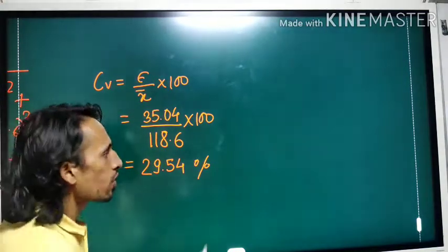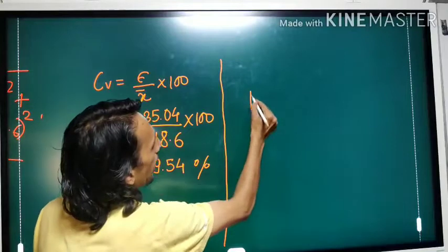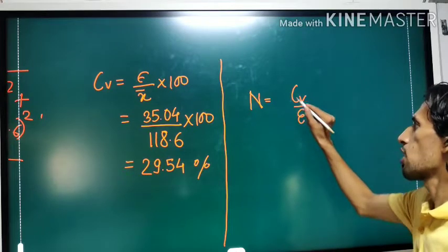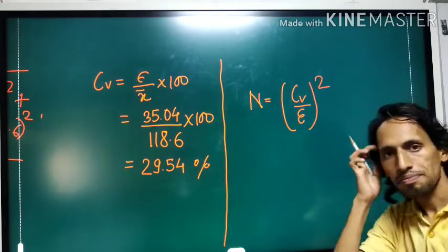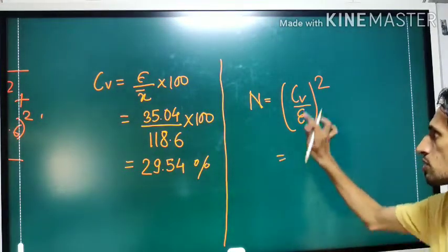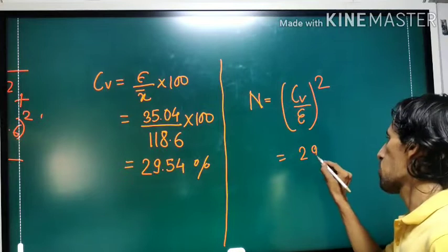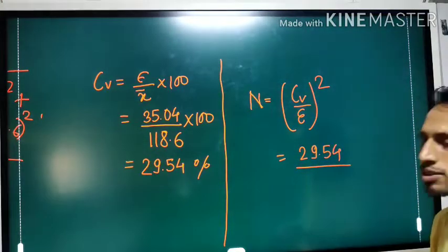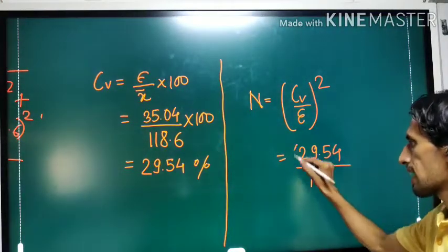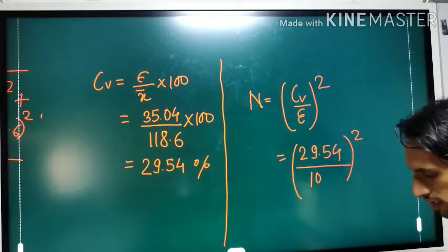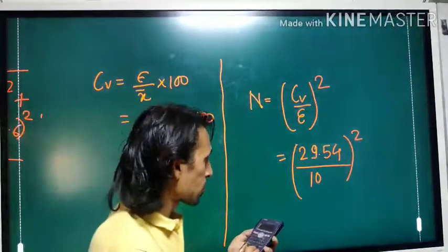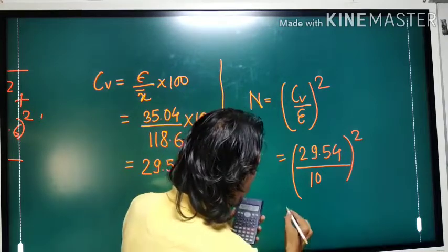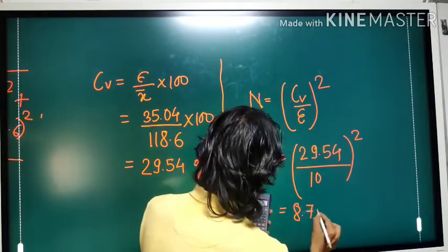Now in actual, what you were asked to calculate was N. The formula for the N was CV divided by epsilon, the whole square. So let's put the values. The value of CV is 29.54, and what was the percentage error? So allowed percentage error was 10. So now you can calculate this one. 2.954 squared. So it comes out to be 8.726.